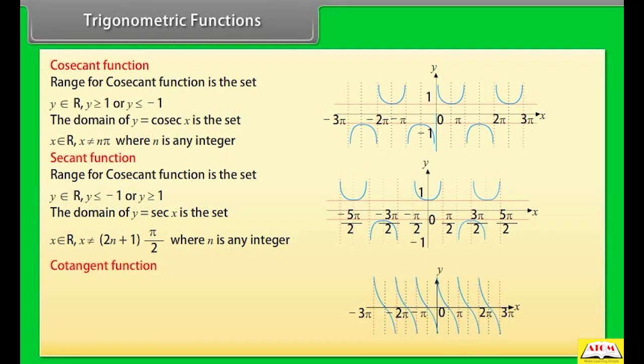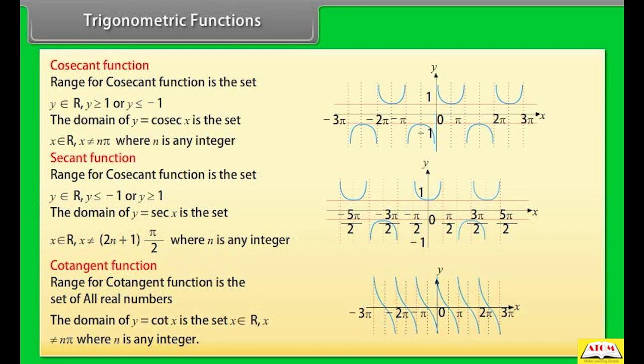Cotangent function. Range for cotangent function is the set of all real numbers. The domain of y is equal to cot of x is the set x belongs to real number, x not equals to n into pi, where n is any integer.